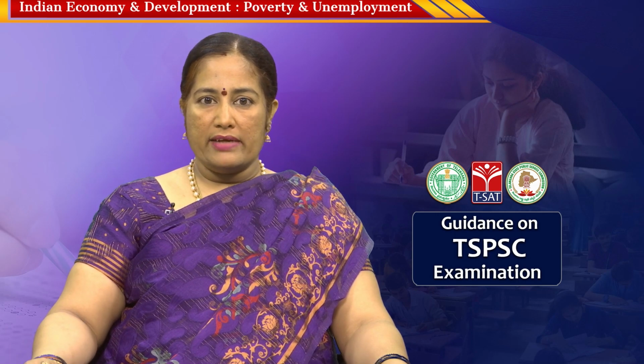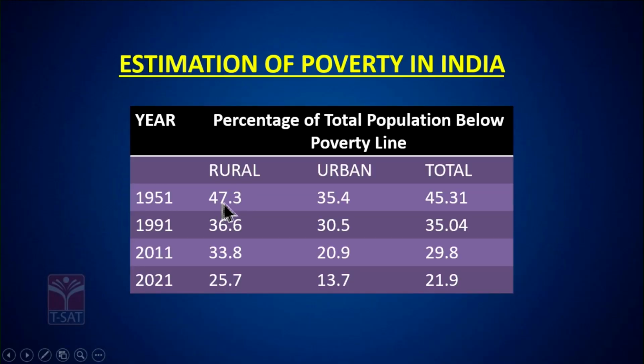poverty in India. You can see the table over here, which tells us that in 1951, the rural poverty was 47.3, urban poverty was 35.4. So urban poverty was comparatively lesser than rural poverty, and total poverty happened to be 45.31%. That is, out of every 100 persons, 45 persons were suffering from poverty.